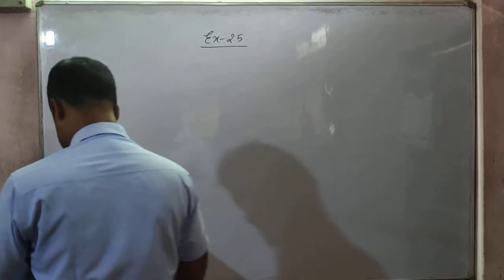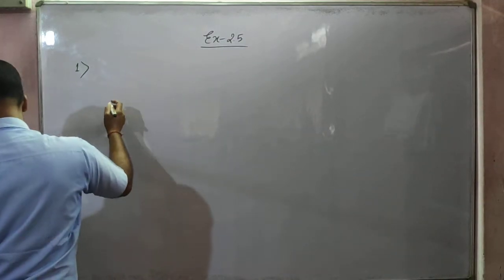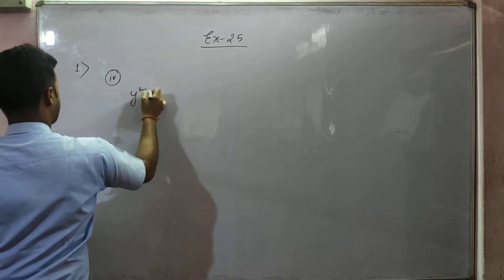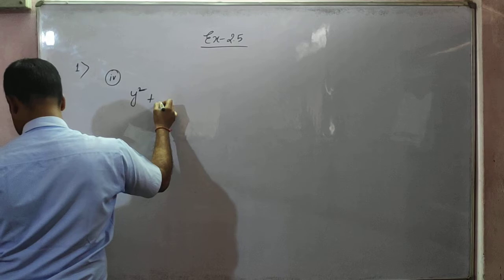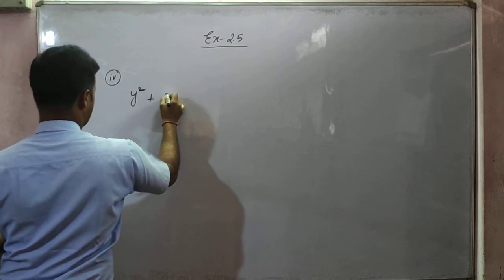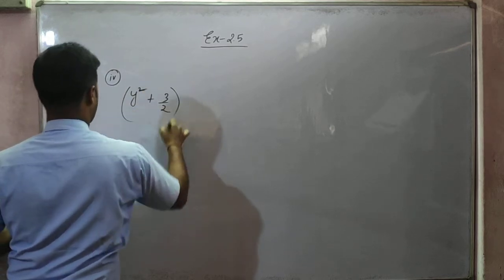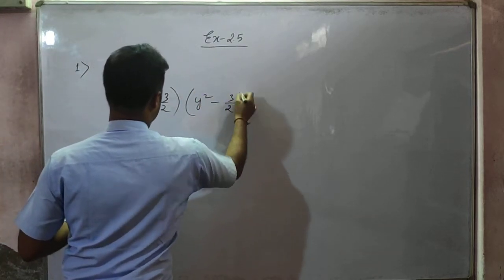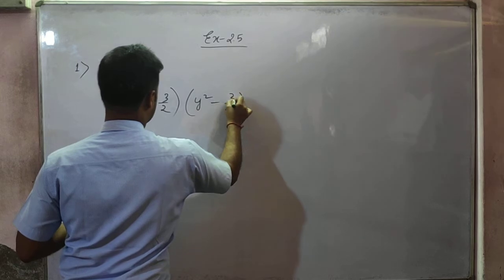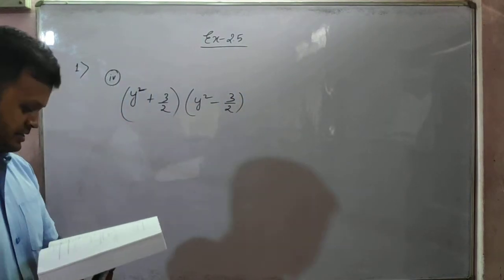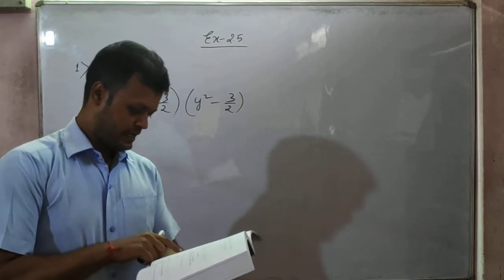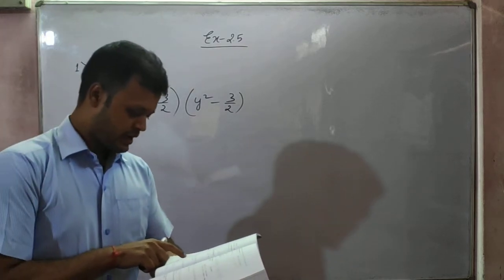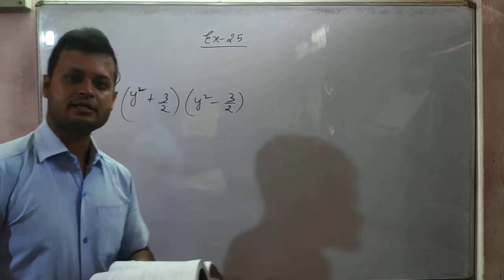Next one students, one more example we will see, that is number 4. Let us see. So y square plus 3 by 2 into y square minus 3 by 2. Isn't it? y square plus 3 by 2, into y square minus 3 by 2, isn't it?